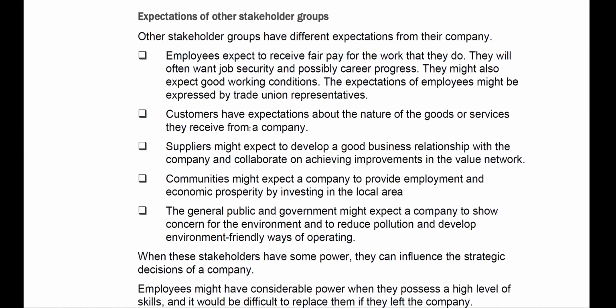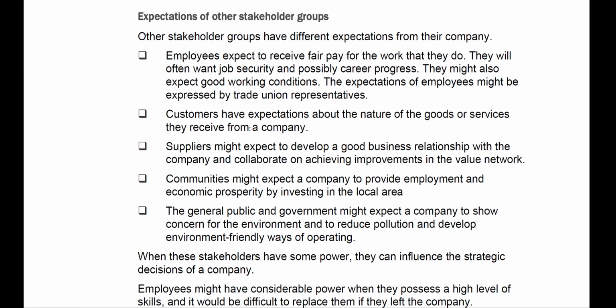Now, what about other stakeholder groups? So you see, with these stakeholders we talked about, they are the most important ones, right? But there are other ones that also have different expectations for the company. For instance, employees expect to receive fair pay for the work that they do. They will often want job security and possibly career progress, right? They might also expect good working conditions. The expectations of employees might be expressed by trade union representatives.